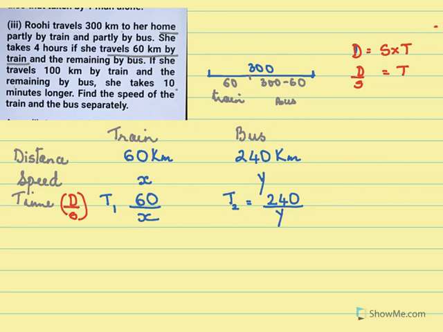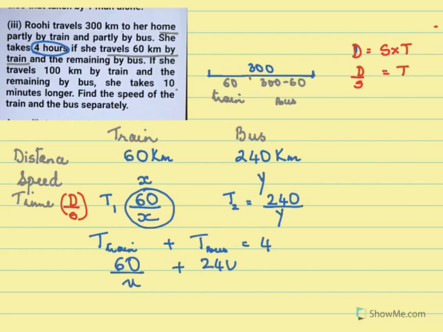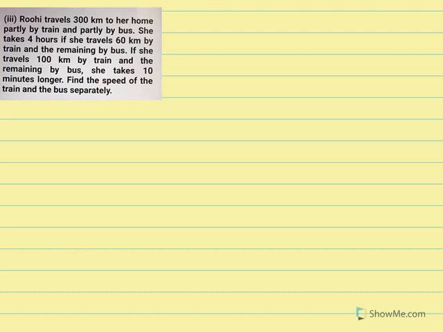Now here again it is given that it takes 4 hours to complete the entire journey. So time by train plus time by bus is equal to 4. And time by train we have seen is 60 by x, plus time by bus is 240 by y, which is equal to 4 hours. So we now got our equation 1. I will take up the second case.